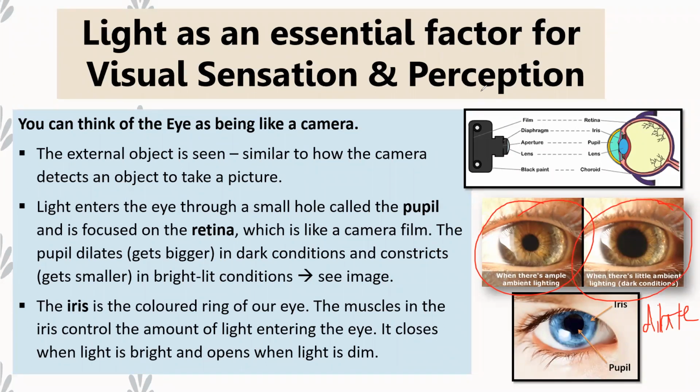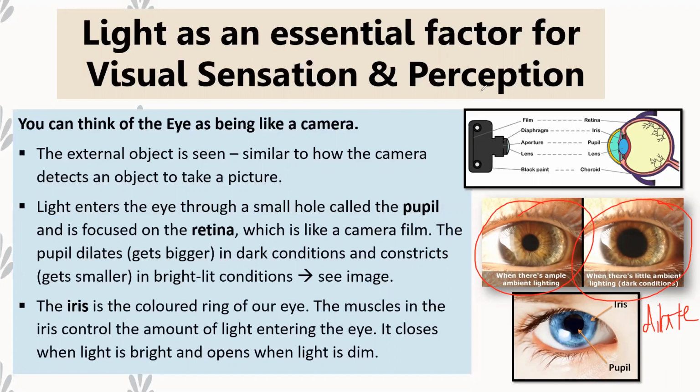Now, obviously, light enters your eye through the pupil. And when the light enters your eye through the pupil, the next place it goes to is the retina. Okay, we are going to talk about the retina a little bit more in the next slide, but the retina is like a camera film. It temporarily stores that image before it goes to the brain for processing.